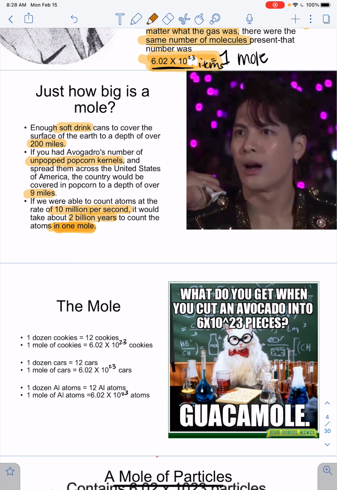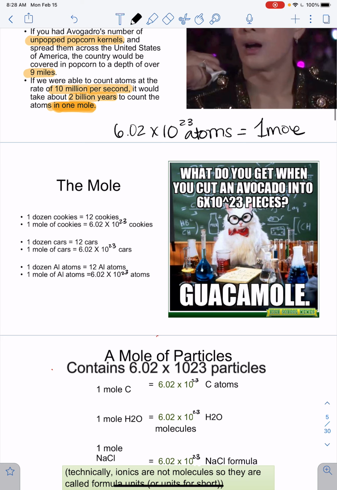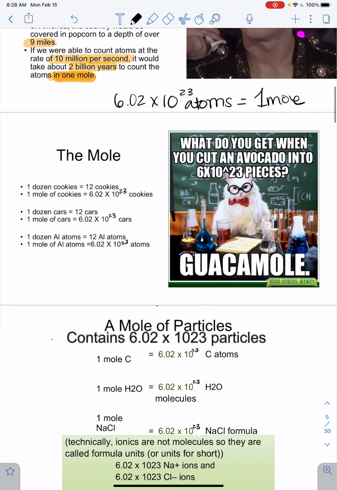Okay? So the mole is a very, very large quantity. It is 6.02 times 10 to the 23rd atoms. This is what 1 mole is equal to. It is just a quantity. Okay? So again, I'm just explaining to you that it's just a quantity. Like if I have a dozen cookies, I get 12 cookies. If I have a mole of cookies, that's how many cookies I get.